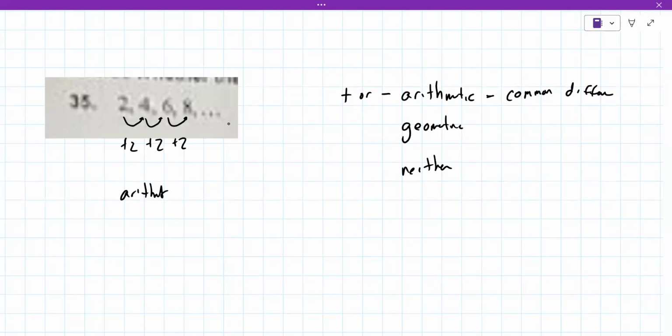All right. So that means you just have to say it, and then to support your answer, you can just show that it has a common difference. Maybe just say that it has a common difference of 2. Is that okay? Yeah. All right.